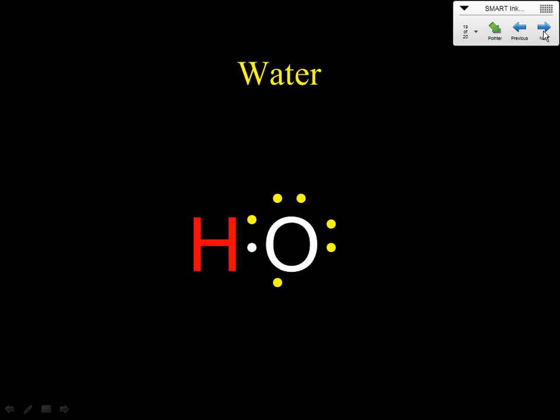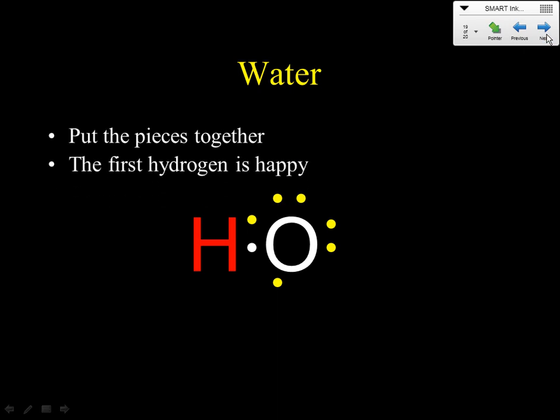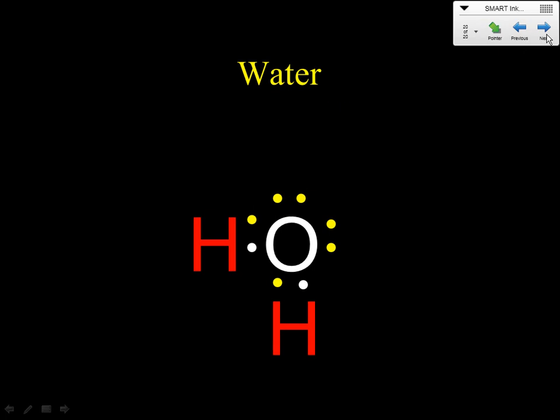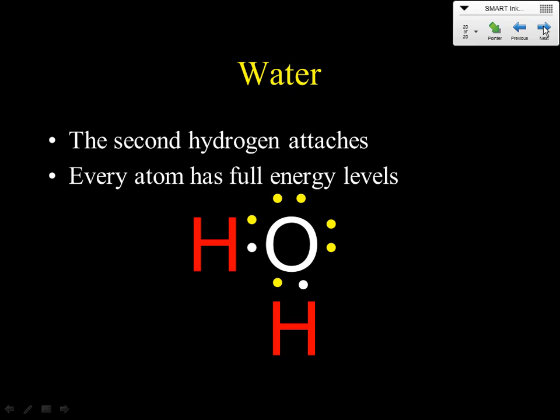The hydrogen atom bonds with the oxygen atom, sharing 1 of its valence electrons. So now the hydrogen atom has the 2 valence electrons that it needs. The oxygen atom now has 7 valence electrons. Now we're going to put all our pieces together. Our first hydrogen is happy, but our oxygen still wants 1 more. So we bring in another hydrogen atom, and it is happy. It has 2 valence electrons, and our oxygen now has 8. So every atom now has a full energy level, and we formed water.